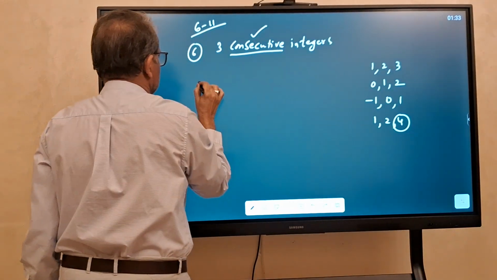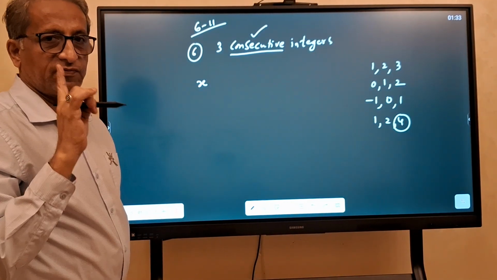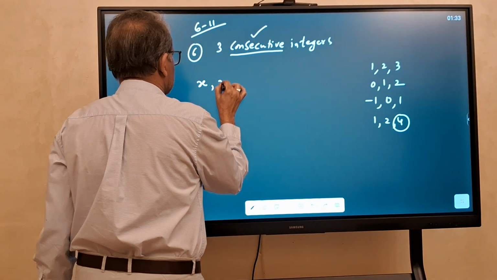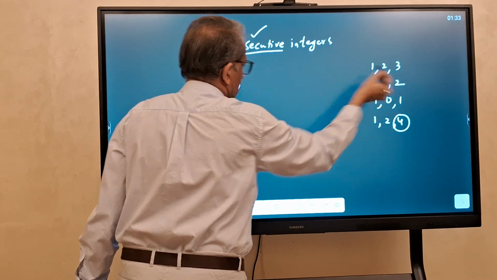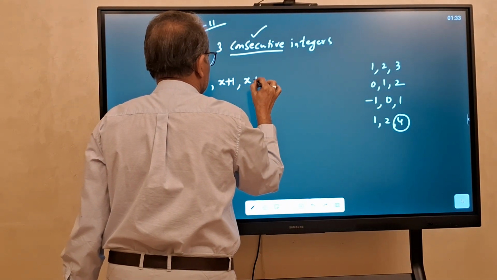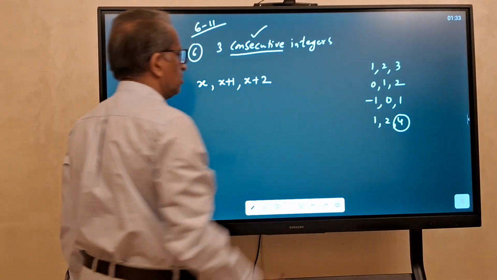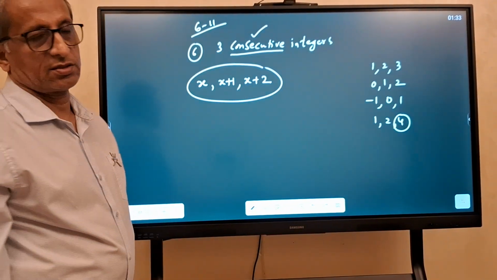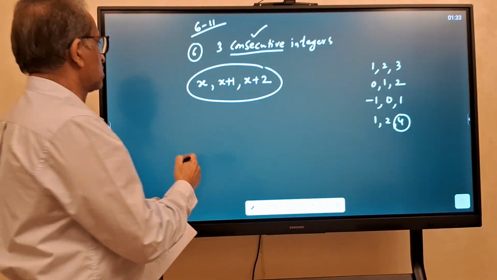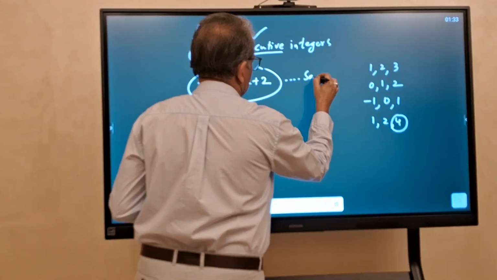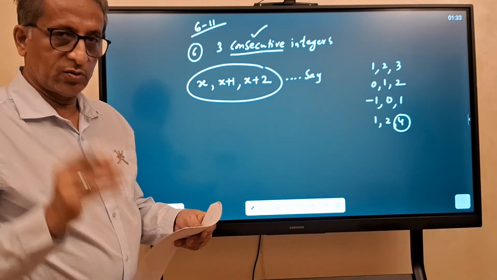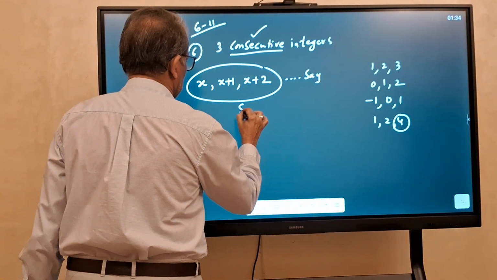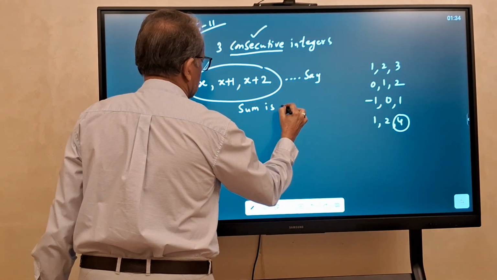But we need to find 3 consecutive integers. When it is consecutive, start with x. Let x be the first integer. Then what would be the second consecutive integer? x plus 1, increase by 1. What would be the next? Increase by 1 more, that is x plus 2. So these are the 3 consecutive integers. You have to assume this. Only one statement is given, whose sum is minus 3.